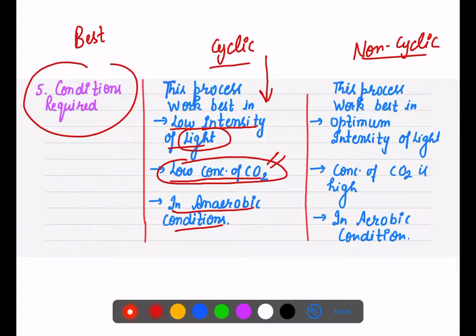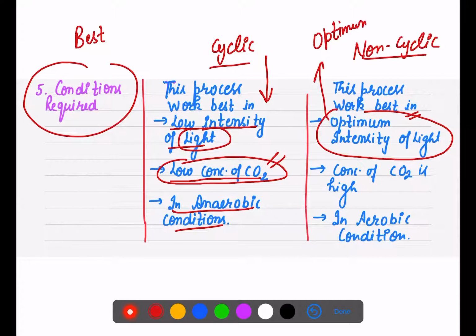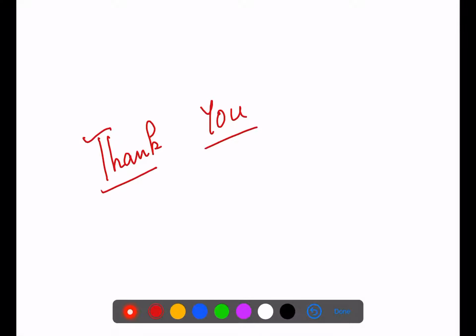But non-cyclic works best neither in very low light, very dim, nor very high. It works in the optimum intensity of light. Concentration of CO2 it needs high, as well as it works in aerobic condition, and cyclic works in anaerobic condition. So this is all about our differences between photosystem 1 and photosystem 2, as well as cyclic and non-cyclic photophosphorylation.